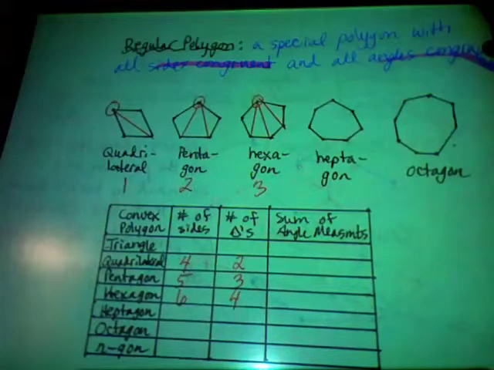So if I had a 100-sided figure, how many diagonals could I draw from one vertex? 97, because what's 100 minus 3? 97 is a lot of diagonals.